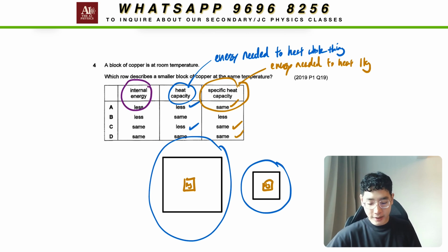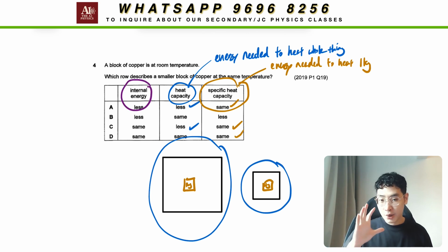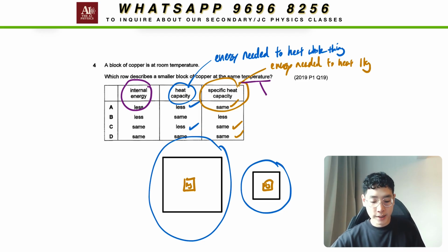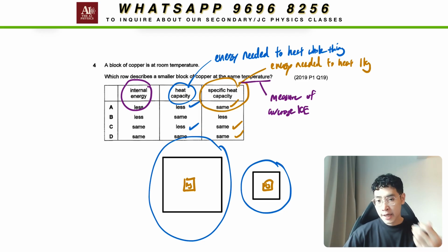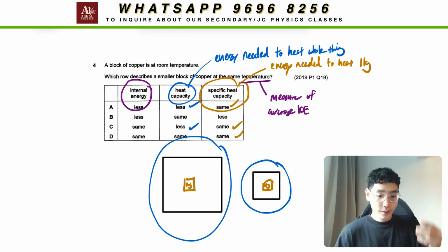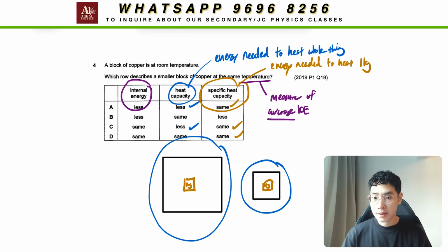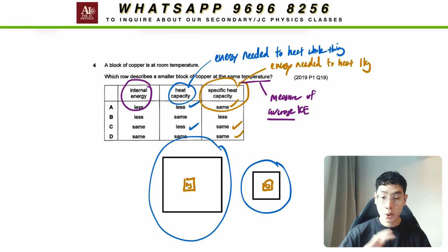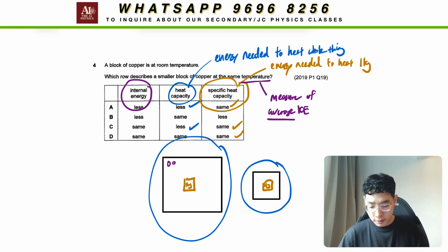And lastly, we talk about internal energy. Now, we really have to have a strong understanding of what temperature means. Temperature is a measure of the average kinetic energy of the particles. So the keyword over here is average. Both blocks have the same temperature, which means that on average, both blocks have the same kinetic energy. The particles in the blocks, on average, have the same kinetic energy.